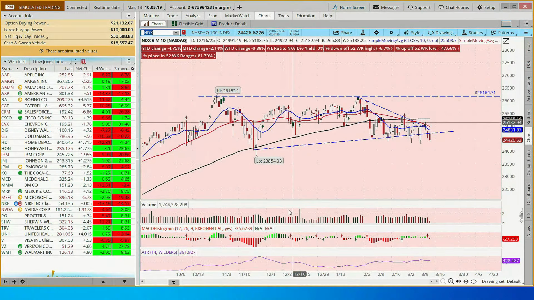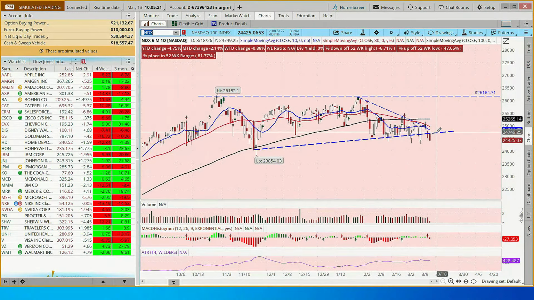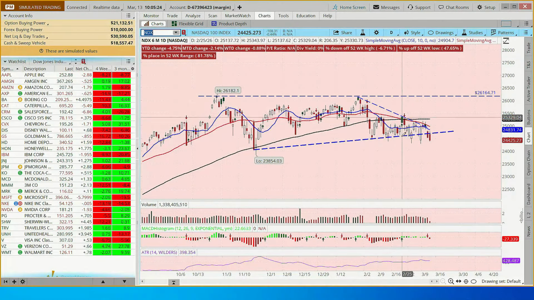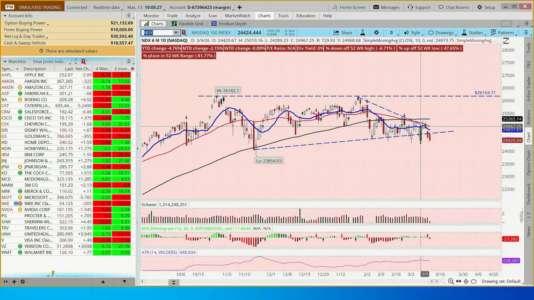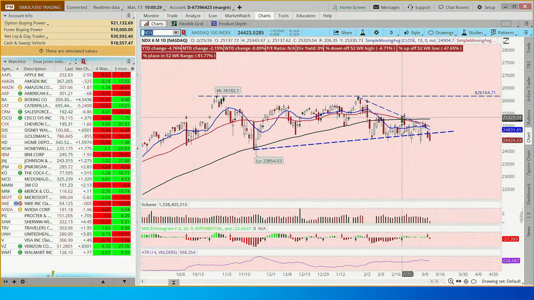And, you know, the way I drew this line, and this isn't a new line, I drew this back probably in this time frame. But it's still, you know, support and resistance are ranges.